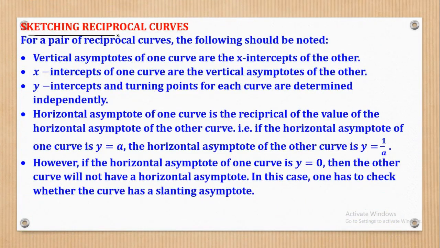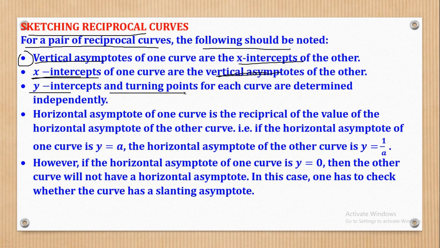So now we shall go to sketching reciprocal curves. For a pair of reciprocal curves, the following should be noted. One, the vertical asymptotes of one curve are the x-intercepts of the other. So when you get the vertical asymptotes of one curve, you don't need to get the x-intercepts because they will be the same. Then the x-intercepts of one curve are the vertical asymptotes of the other. So when you get the x-intercepts of one curve, you don't need to get the vertical asymptotes of the other because they will be the same.